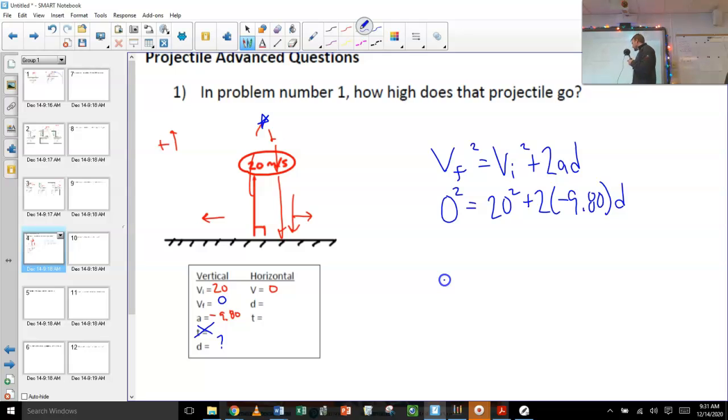20 squared is 400. 400 divided by 2 is 200. 200 divided by negative 9.8 turns out to be 20.4. So this letter d is 20.4 meters. That's how high this thing ends up going. Pretty cool. On to the next one.